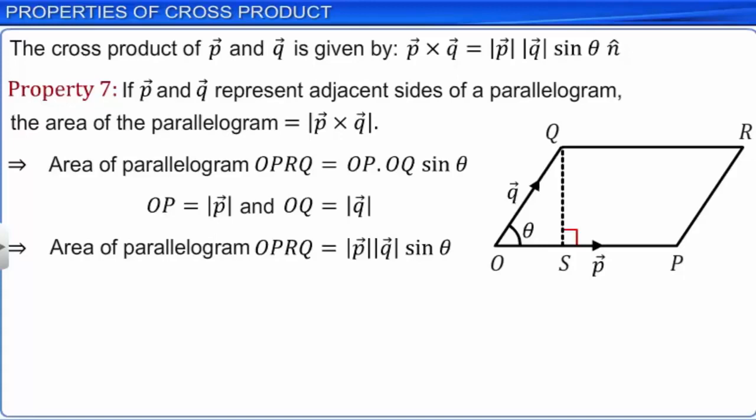We know that the product of the magnitudes of vectors P and Q and sine theta is equal to the magnitude of the cross product of vectors P and Q. Thus the property is proved as shown.